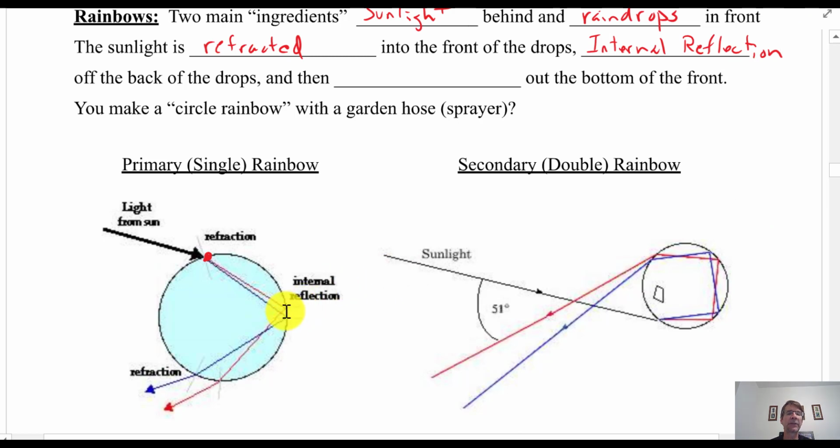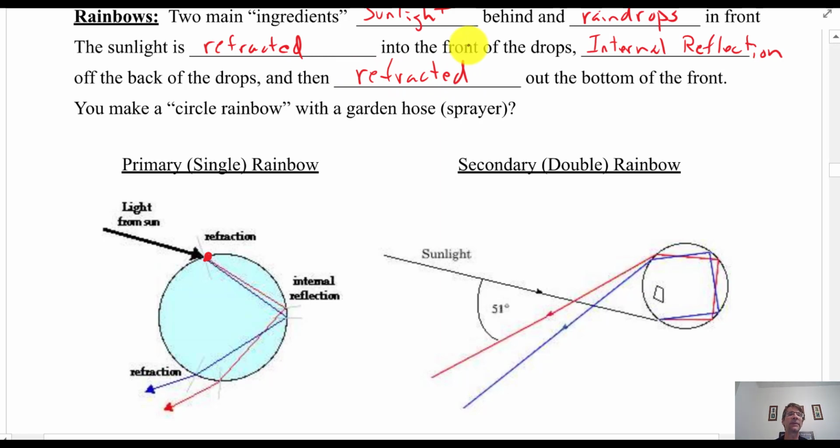And as this occurs, you get more of a separation as time goes, or as the distance goes on, and other weird things happen. They kind of cross over each other inside the drop because the drop is spherical, and all. You can kind of see the geometry here. And then when they come out the front, once again, there's even more separation. So they're refracted out the bottom front. So there's 2 refractions, 1 reflection.